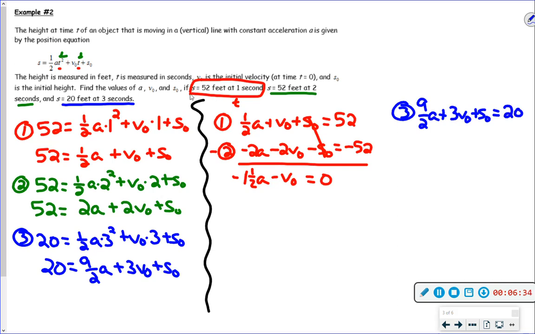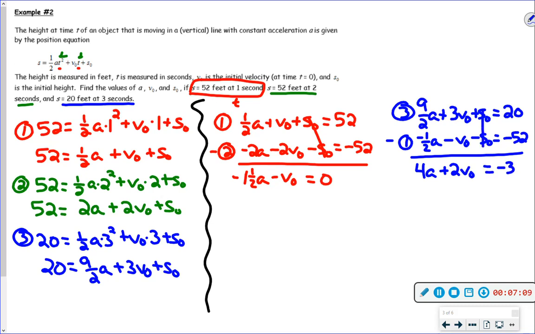Now, it doesn't matter which equation we put with it. This might seem counterintuitive, but believe it or not, I want to do the first one that has that half in it, because when I run a negative through it, I think we'll come out with a nice whole number with the fraction work. So I'm going to have negative a half a, negative v0, negative s0, negative 52. Because 9 halves, 4 and a half minus 1 half, 4. See, that's what I was thinking was going to happen. 3v0 minus v0, 2v0. These are gone. 20 minus 52, negative 32.